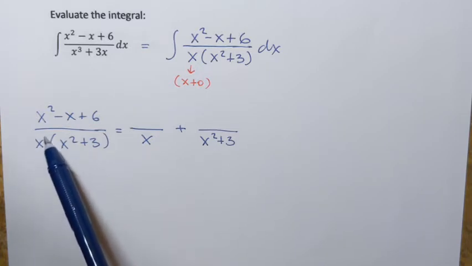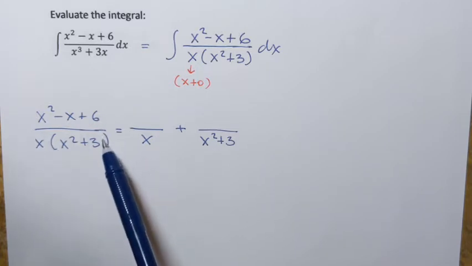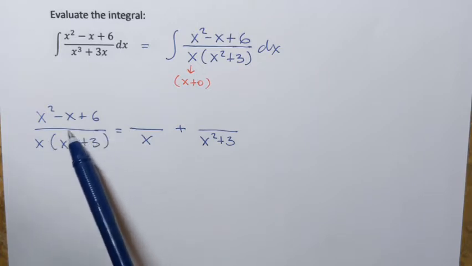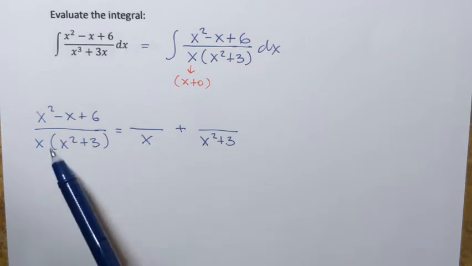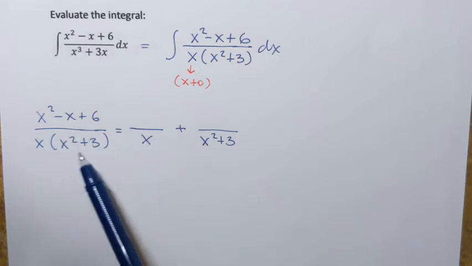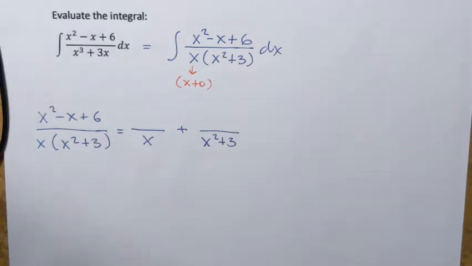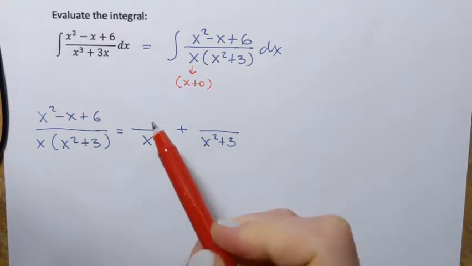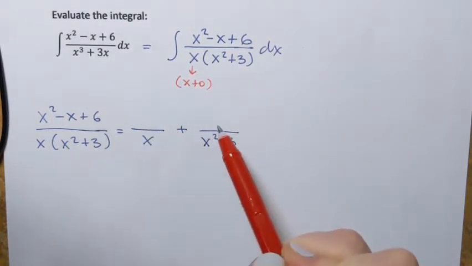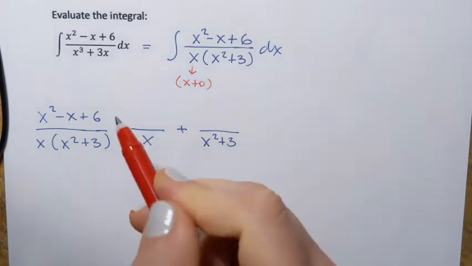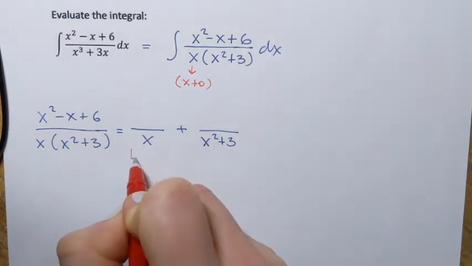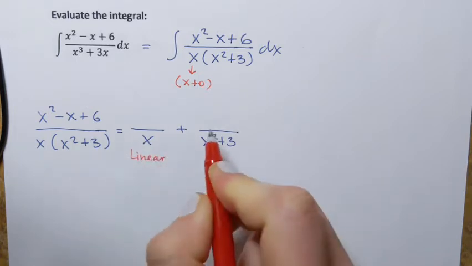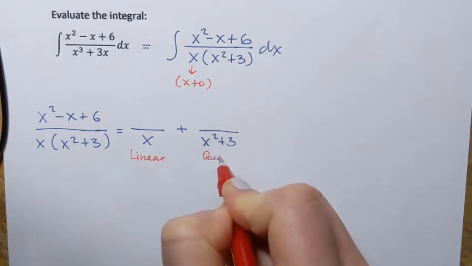I also need to observe that each factor is repeated only once. x is repeated only once since I don't have a power. And then x squared plus 3 is only repeated once, right? And because of that, it's only one partial fraction for each factor. Next, we need to write down the numerators, right? At this point, I want to remind myself one more time that this denominator is linear and this denominator is quadratic.